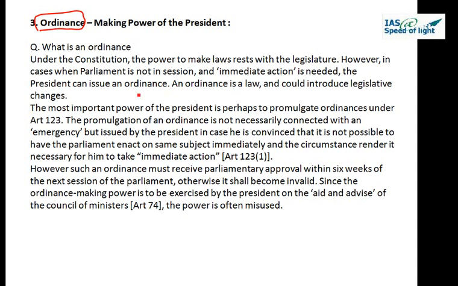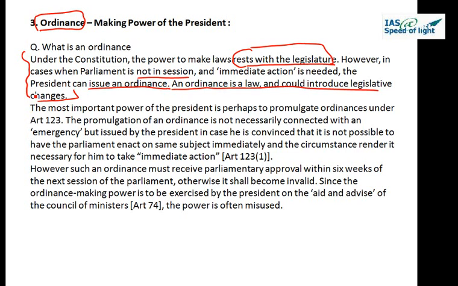So what is the ordinance? Under the constitution, the power to make laws rests with the legislature. Very obvious. Legislature only makes laws. However, in cases when parliament is not in session and immediate action is needed, the president can issue an ordinance, and an ordinance is a law and could introduce legislative changes. So the president has the power to make certain laws and promulgate them, which we call ordinances, but only when the parliament is not in session.